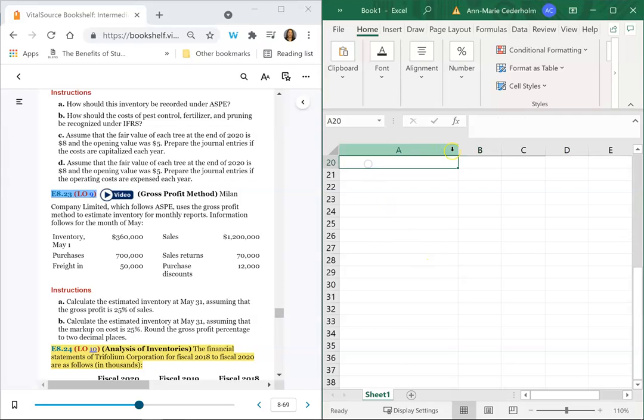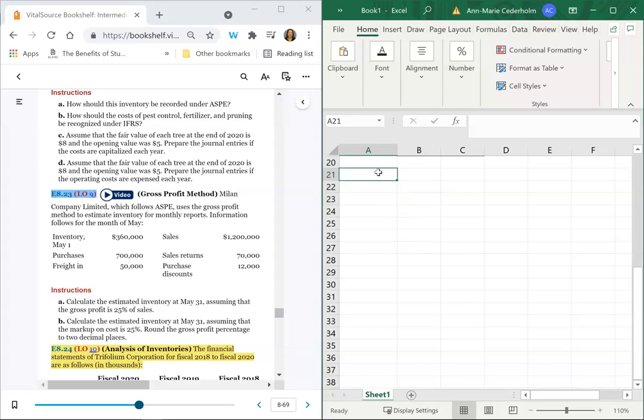In this video, we're going to go through exercise 8.23 and use the gross profit method in order to estimate inventory and cost of goods sold. Company Limited, which follows ASPE, uses the gross profit method to estimate inventory for monthly reports. Information follows for the month of May. The instructions are: calculate the estimated inventory at May 31st, assuming that the gross profit is 25% of sales.